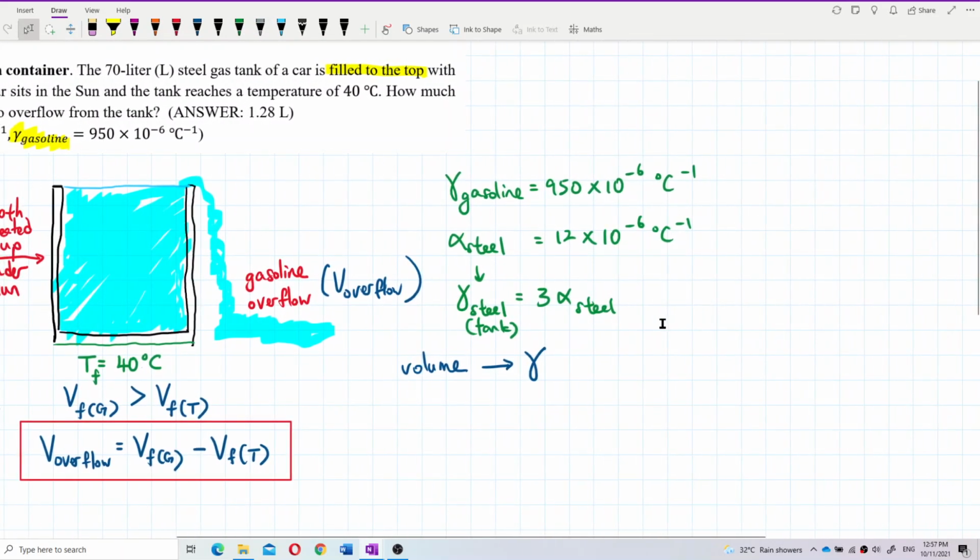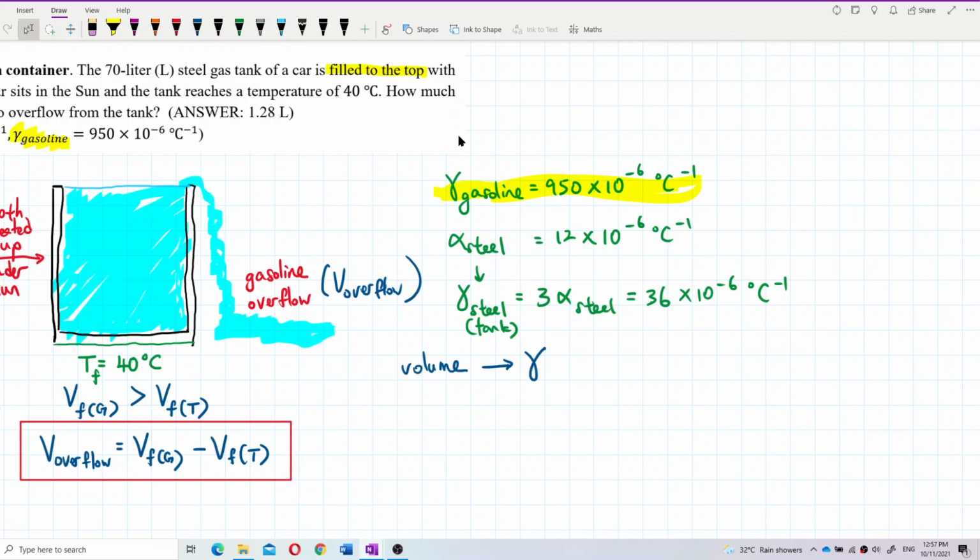Now let us find it out. So 3 alpha, 3 times 12, you get 36, times 10 to the power of -6 per degree Celsius. This is the value we're going to use. We're going to use this gamma for gasoline, and also this gamma for steel, the gamma for the tank.